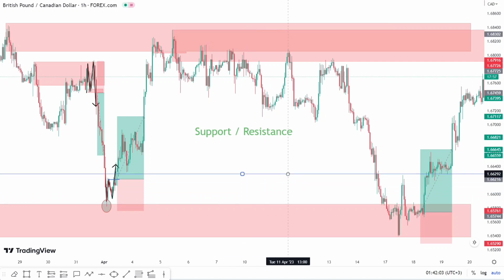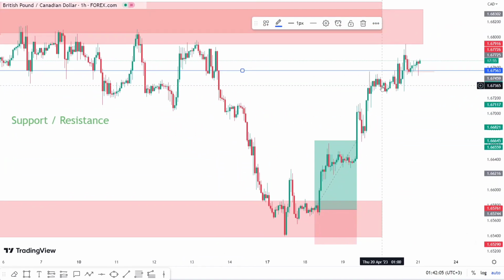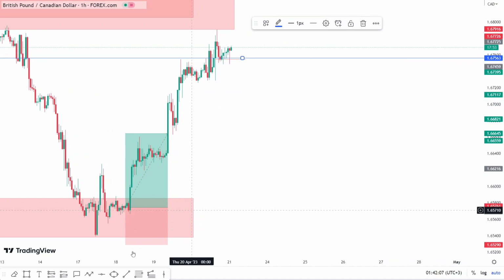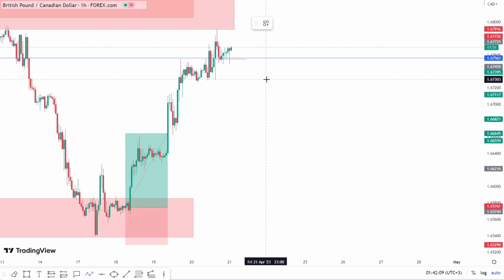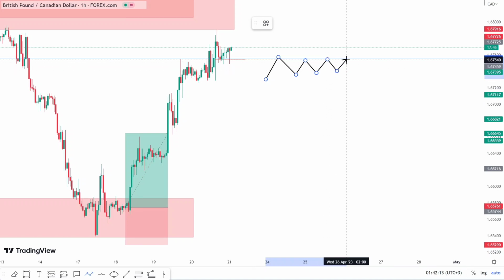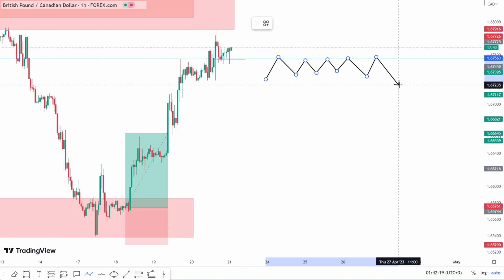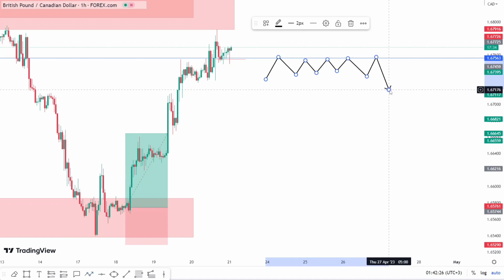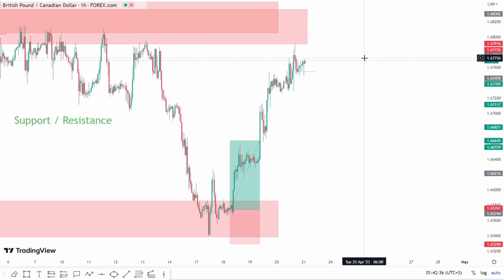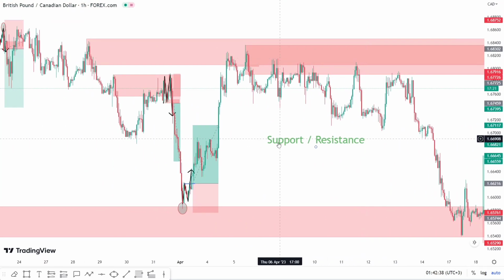Resistance is the opposite. Resistance now is somewhere above, and somewhere above here, what happens is every time price is coming to this line, it's unable to break, unable to break, unable to break. So we can say that the sellers are holding price. So it's becoming difficult for buyers to push up. So it keeps on bouncing off and coming back down. That is resistance.